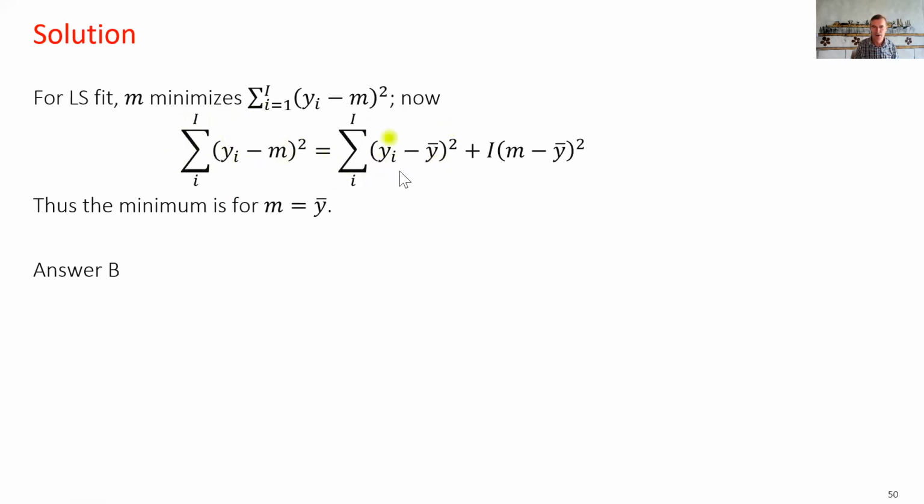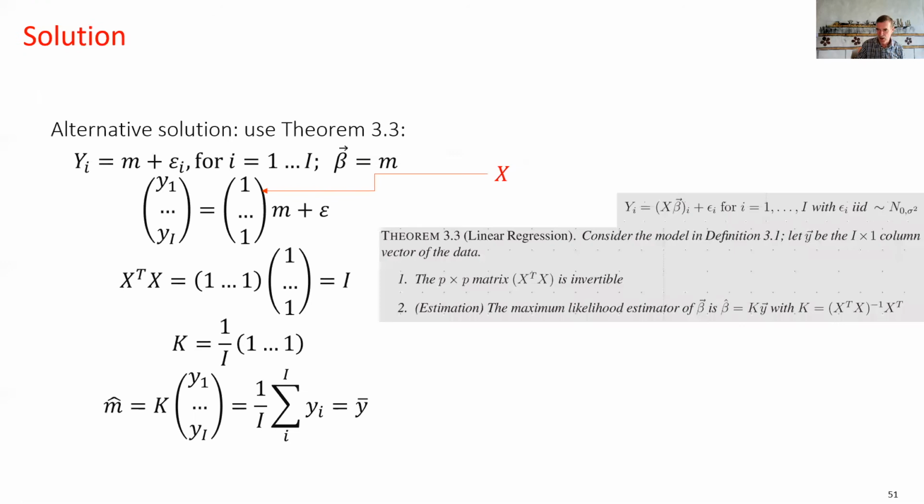I'm not sure where the formula comes from, but it is a well-known formula that you can obtain by simply expanding the squares. The first term is independent of m, and we want to minimize over m. So what is the value of m that minimizes that? It is the value that minimizes the second term, and this is when m is equal to y bar. Okay, that's a simple but smart solution.